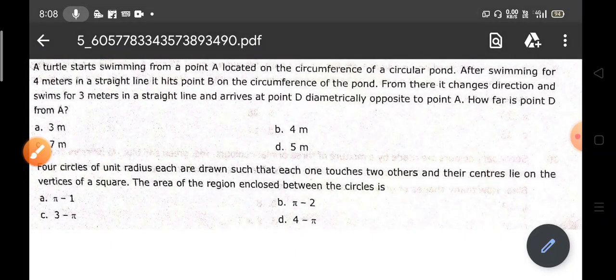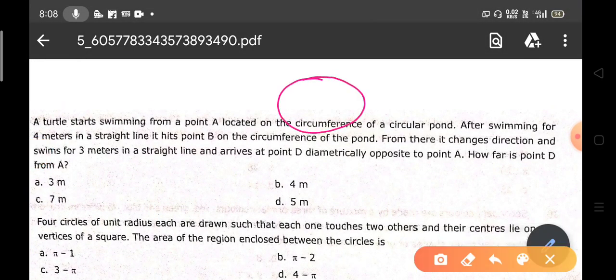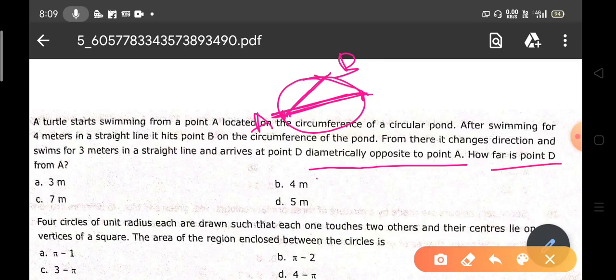So suppose this is a turtle. This is our circular pond. This is the point where the turtle starts its swimming. It goes straight from point A to a point B, and then it changes its direction and comes here, which is diametrically opposite. This is D. So you have to find out the distance between A and D.